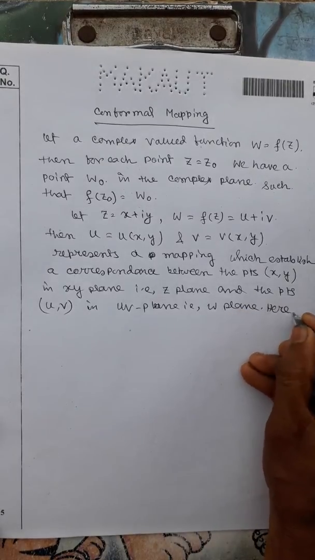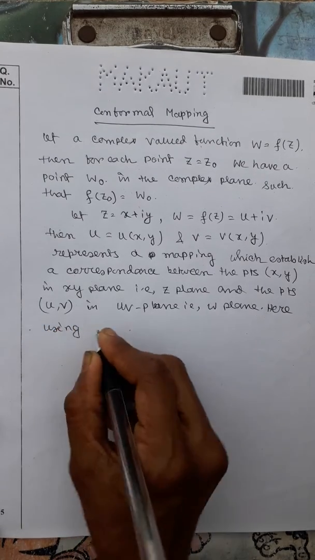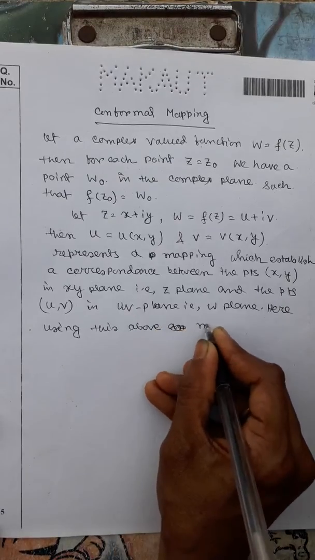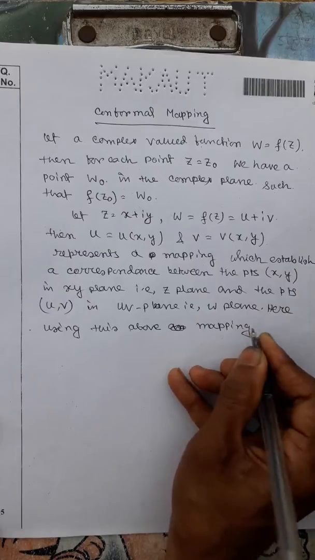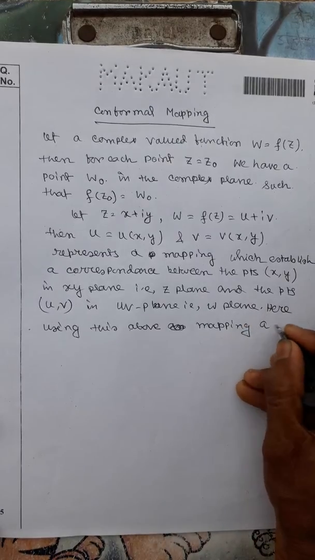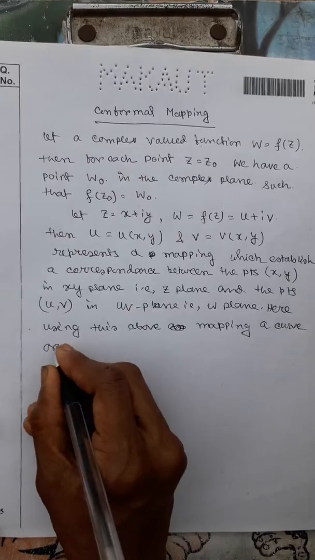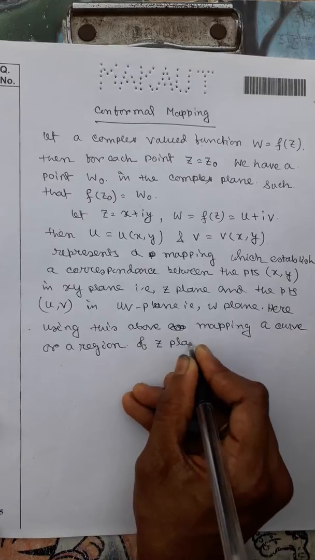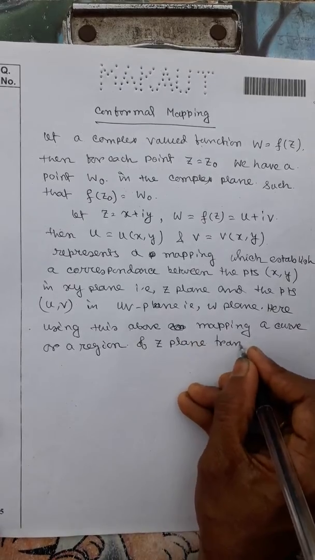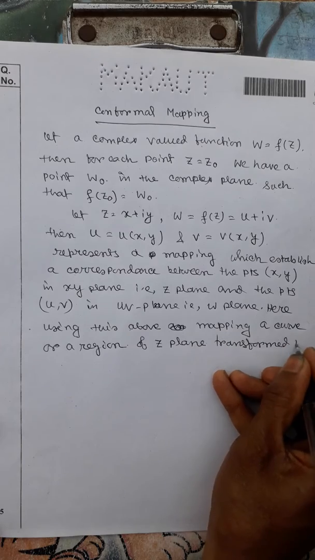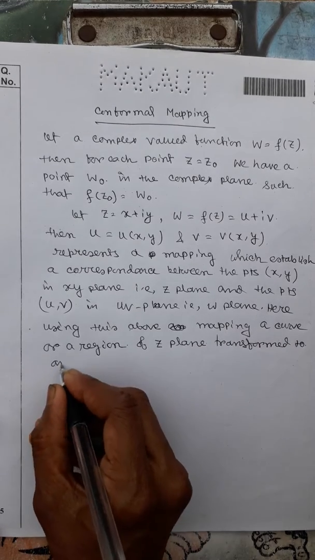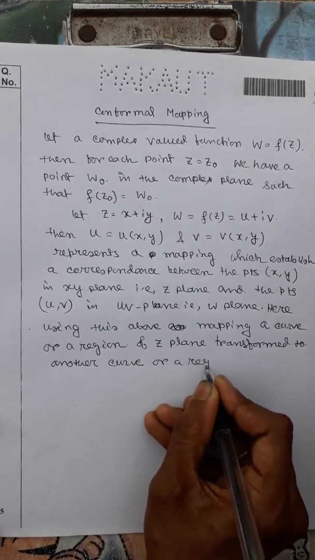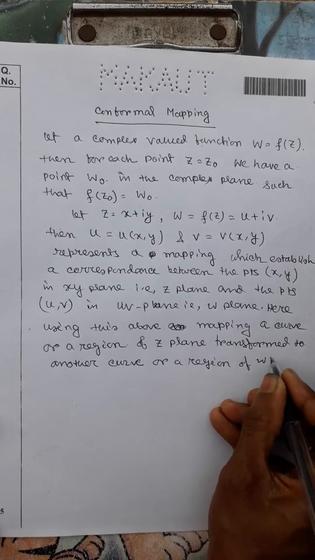Here, using this above mapping, a curve or a region of the z plane transforms to another curve or a region of the w plane.